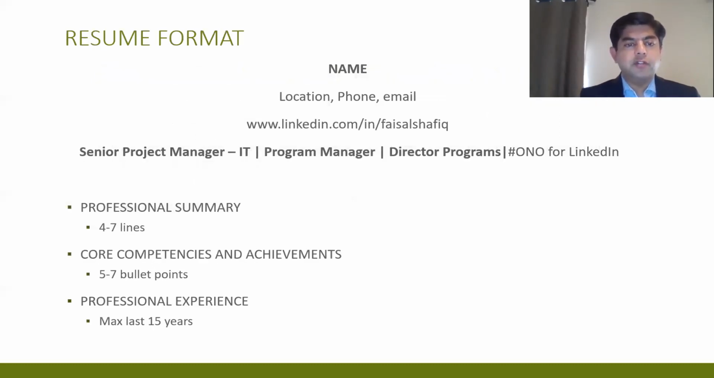So we have talked about the formatting. We have also talked about the key things to consider when building the resume. So let's jump into the real thing, how the resume is going to look, how it is going to be formatted, and how we should be structuring it. So this is an example of my resume. That's how I do it.